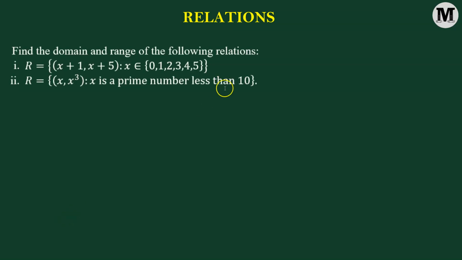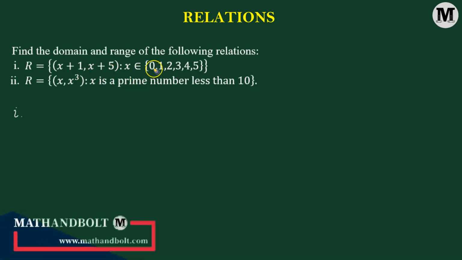Find the domain and range of the following relations. So let's begin with the first relation. Here we have relation R containing the ordered pair (x + 1, x + 5). What is x here? x is a set containing the elements 0, 1, 2, 3, 4 and 5.